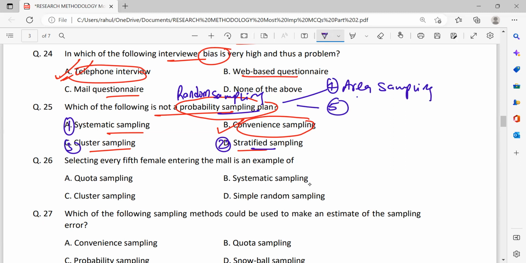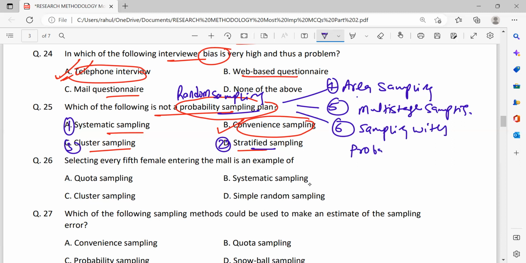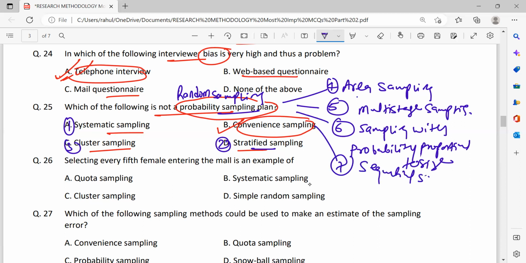And apart from it, we may have multi-stage sampling, which is also part of probability sampling. When large data sets, a large area, or a large population is there, multi-stage sampling is used. And apart from it, sampling with probability proportional to size is also part of the probability sampling plan. And one more is sequential sampling. It is also part of probability sampling.